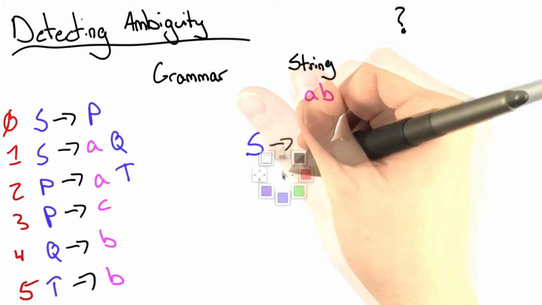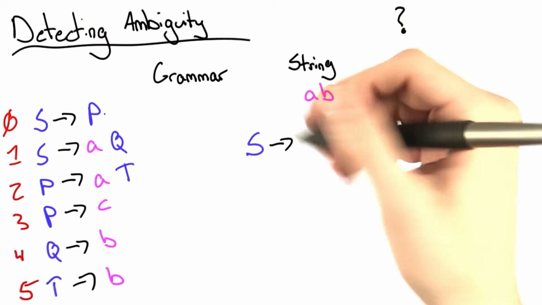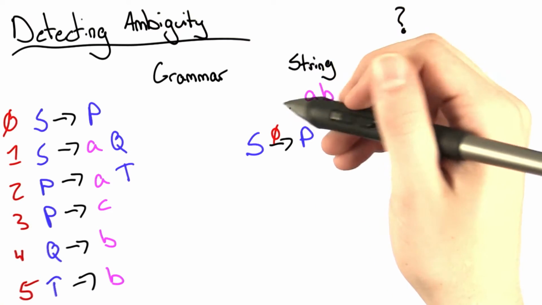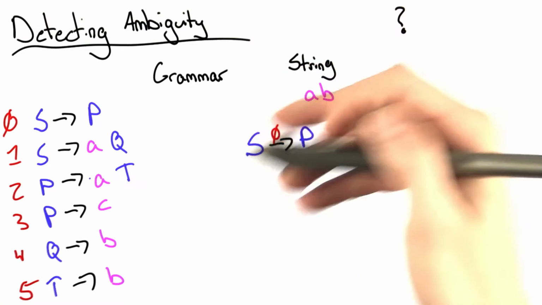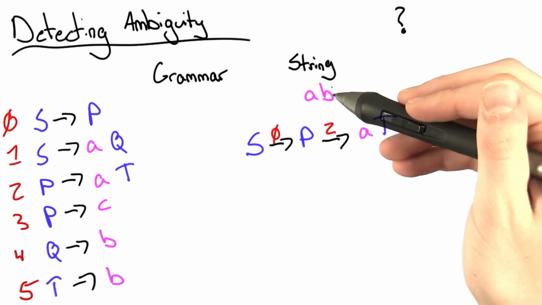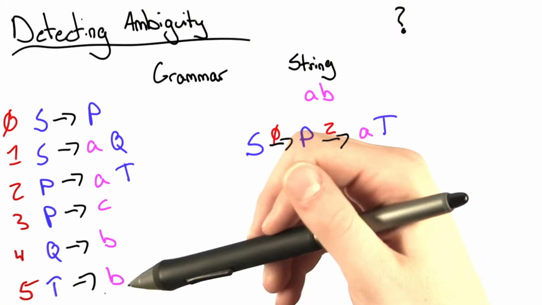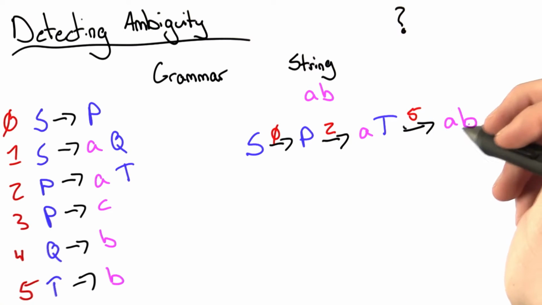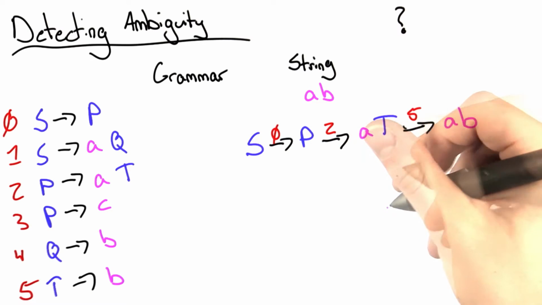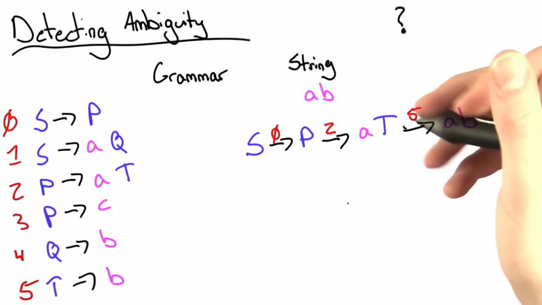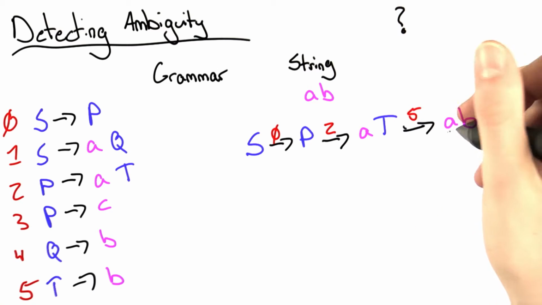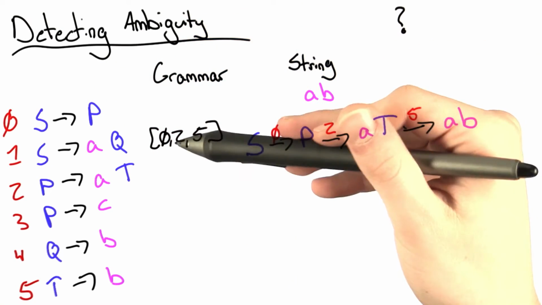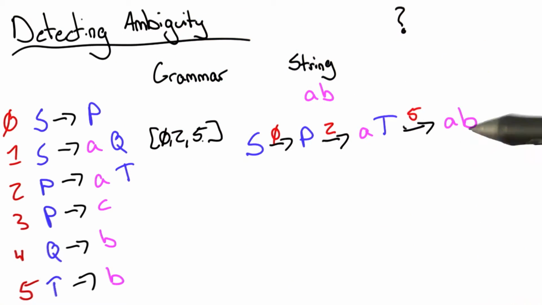Starting from S, I can take rule, let's do 0. That takes me to P. From P, I can go to AT using rule 2. From AT, I just need to get B. Using rule 5, T goes to B. So there's one way to derive the string AB using this grammar. And later on, when I solve this problem, I'm going to refer to this derivation in the form of a list, where I took rules 0, 2, and 5 to get AB.